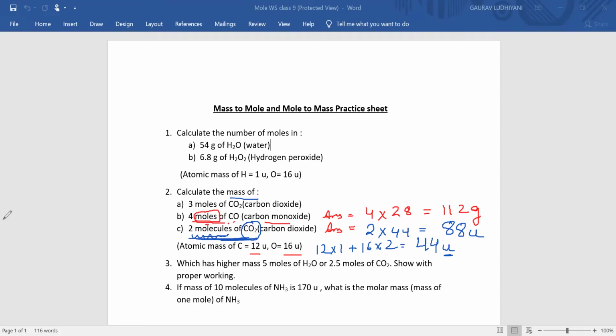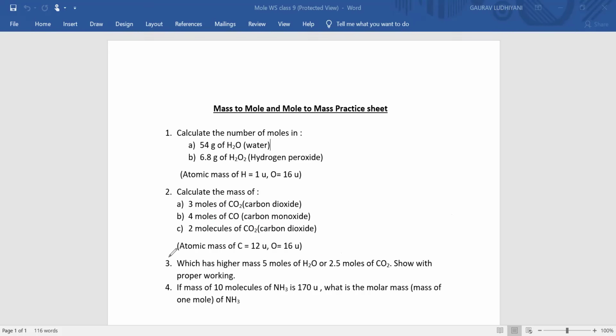Very quickly, let's discuss question number 3 as well and then 4. Question number 3 is asking which has higher mass, 5 moles of water or 2.5 moles of carbon dioxide. Very simple. You know how to calculate things for one. So let's find the mass of 1 mole of water. Since you have done this calculation many times, I'll simply show you: the mass of 1 mole of water is 18 grams. That's the molar mass.